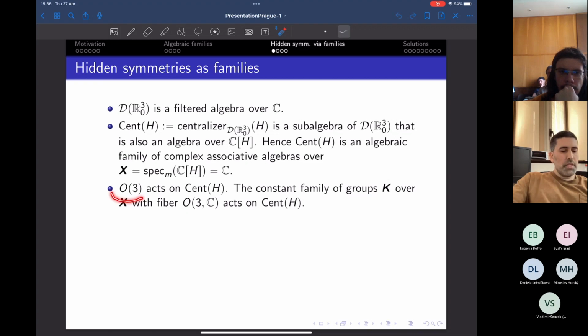So note that O3, as I mentioned before, acts on the Schrödinger operator. It acts on the algebra of differential operators on the complement of the origin. It acts on the centralizer. And this action gives rise to an action of the constant family K, with fiber being the complex orthogonal group O3C. So we get an action of this constant family of groups on the centralizer.